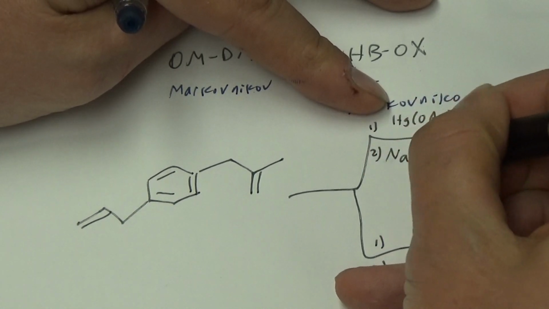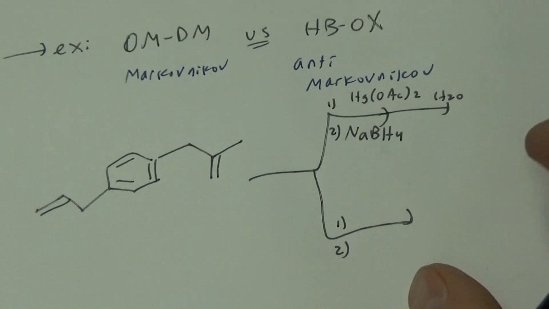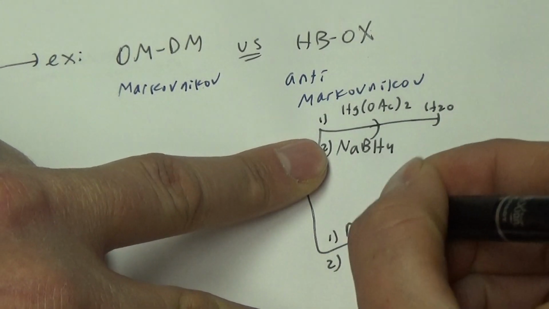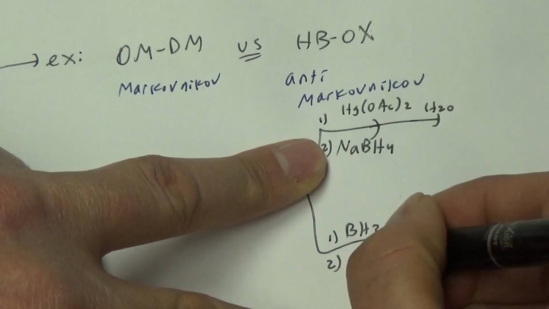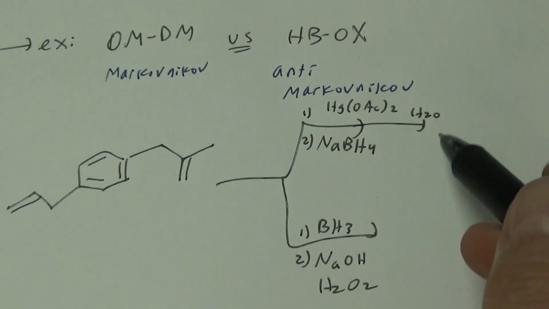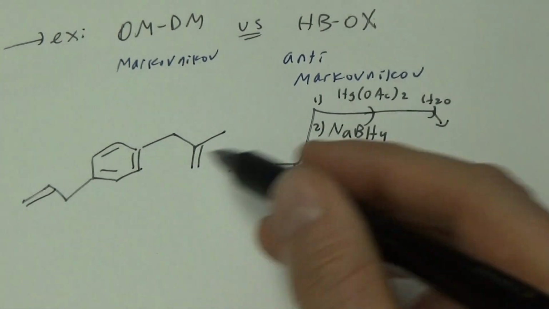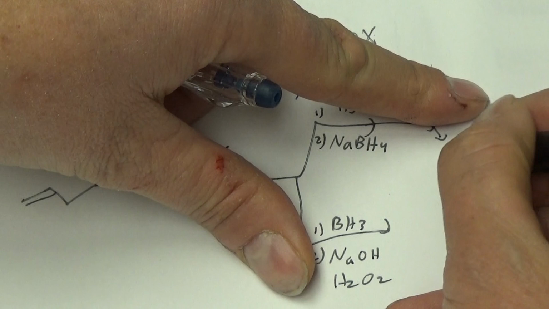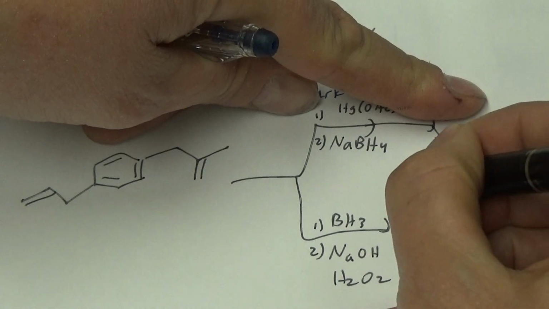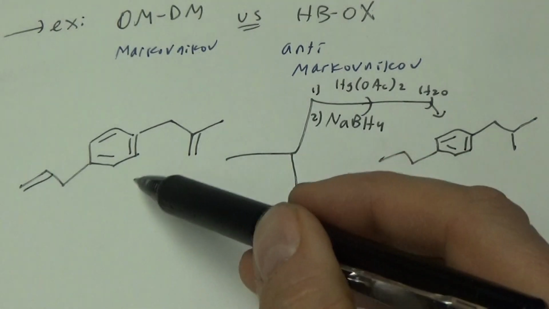NaBH4. And the bottom will be hydroboration oxidation, HBOX, the boron one. BH3, NaOH, H2O2. Alright. So I'm going to draw the top one right there. What's the top product look like? That's the carbon skeleton, and where do the alcohols go?